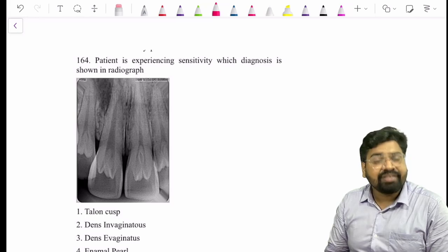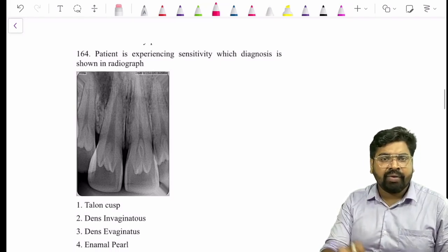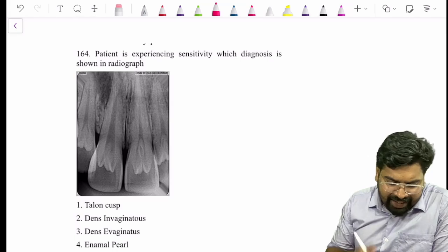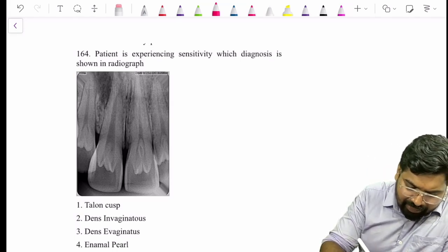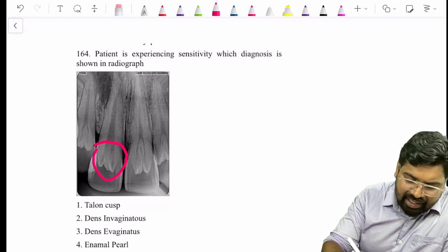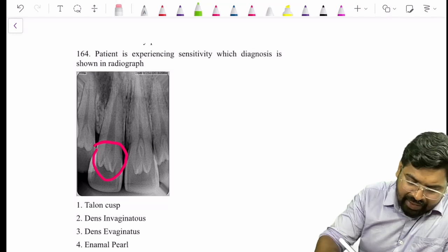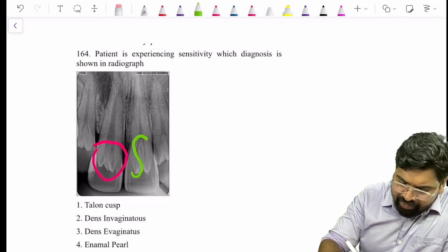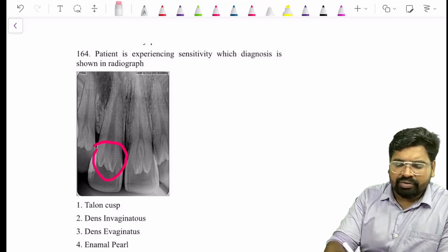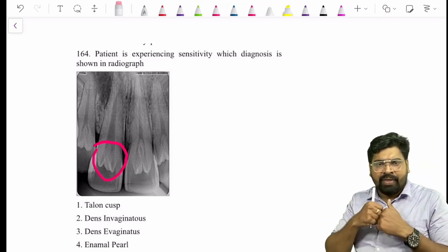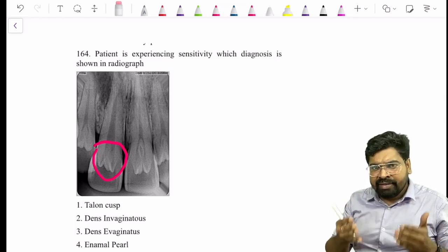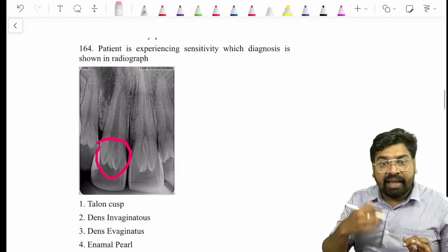The person has a sensitive tooth. You can see in the radiograph that some enamel portions are within the tooth. Look carefully: there is an enamel portion infolding into the tooth. Hence we can see that this is dens invaginatus.